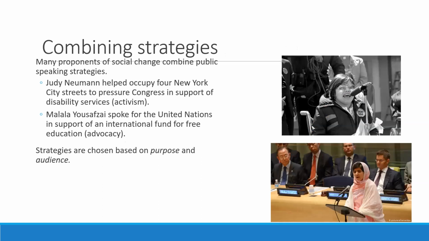So when it comes to some of the ways in which people use persuasion to advocate on behalf of a variety of different issues, it's important to recognize that there's oftentimes a combination of different strategies, right? That public speaking for social change is not just about using either activism or using advocacy and just adhering to that, but rather recognizing the combination of strategies that can use effective communication.